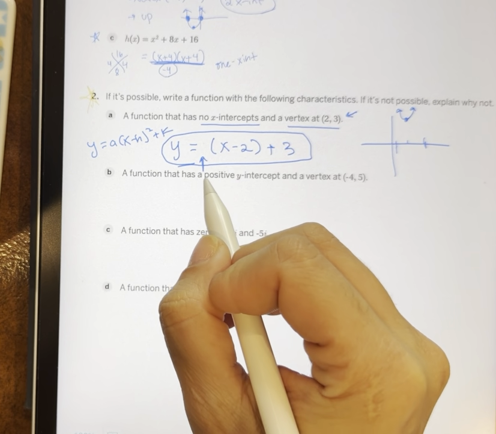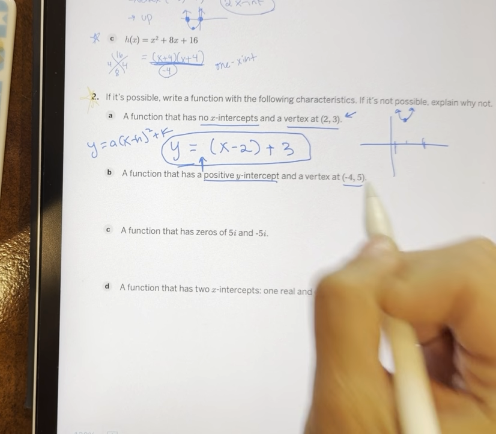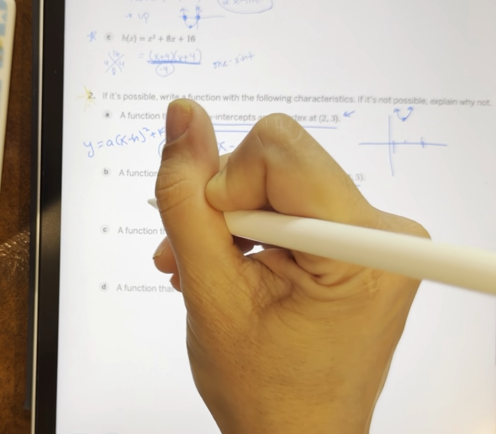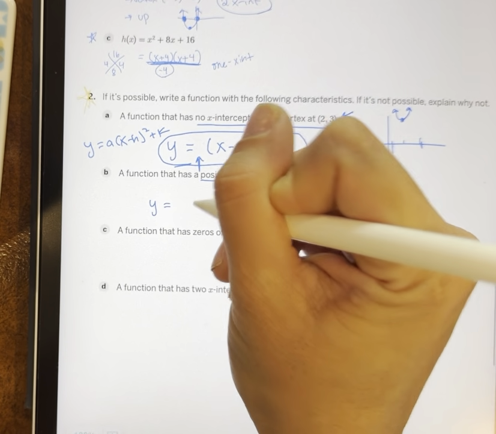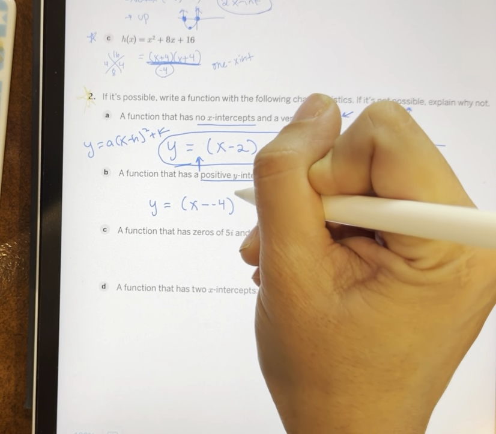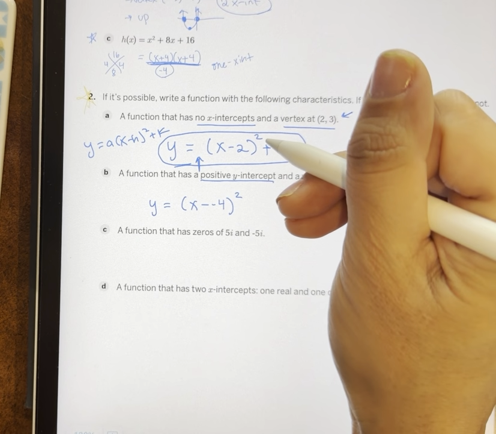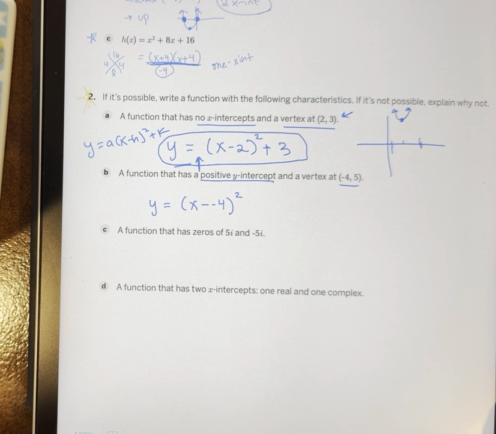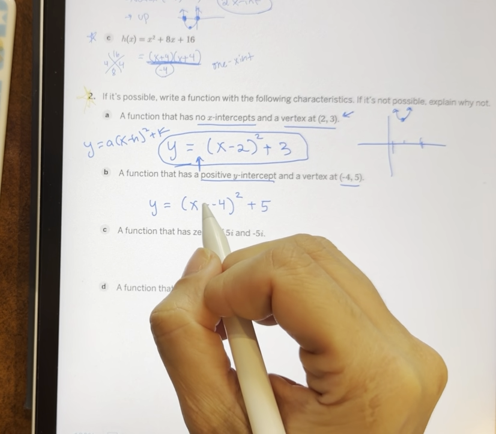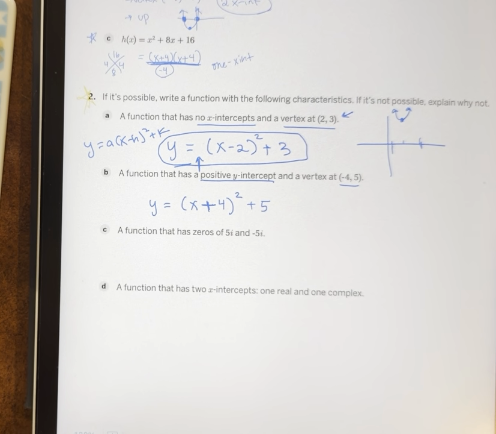A function that has a positive y-intercept and a vertex at (negative 4, 5). Okay, so vertex at (negative 4, 5), write it. This is (x minus negative 4) squared. Oh, I forgot the square up here. Sorry, you need the square or else it's not a parabola, it's a line. Plus 5. And minus negative, that's plus. So there's an equation. And then do I have a positive y-intercept?